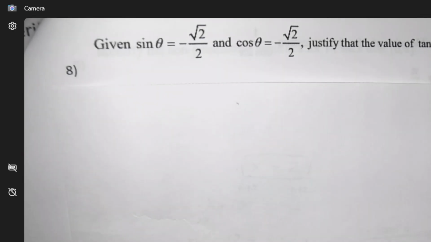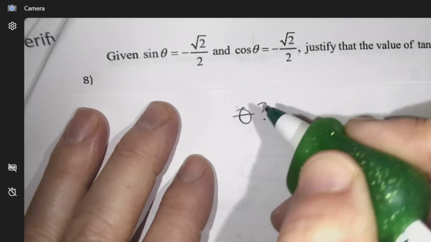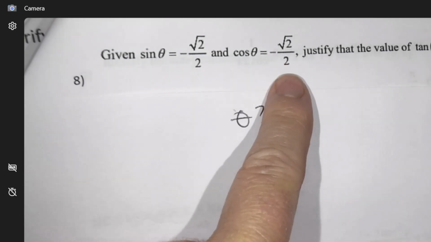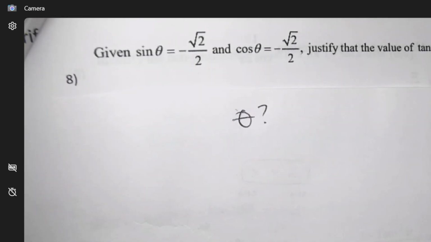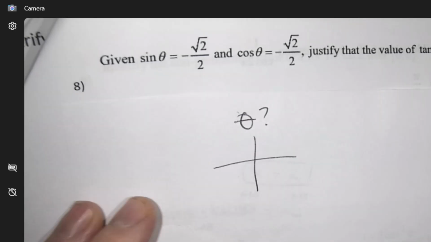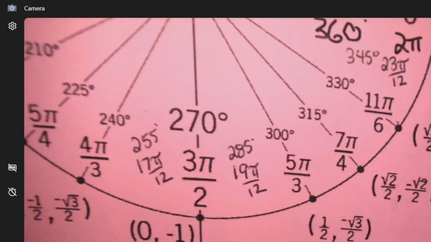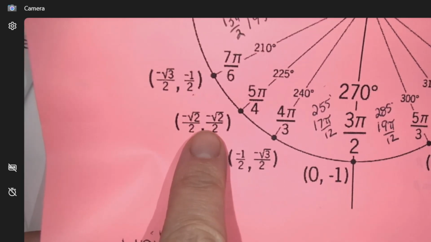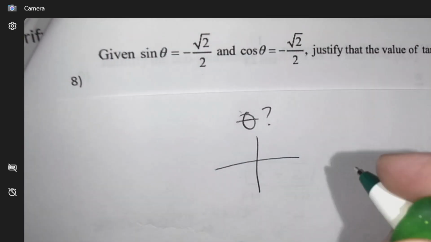Can you tell me where is this angle? Where on that unit circle would you have a negative sine value of that and a negative cos value of that? Which angle are you picking that looks like that? 225. Okay, there's where I'm looking.